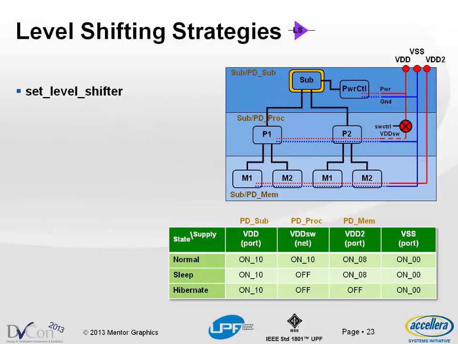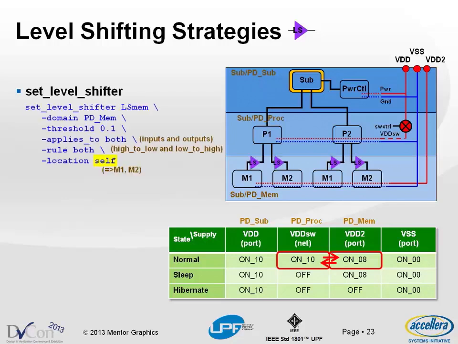We have level shifters as well. Here's a case where we've got an interaction between PD-proc and PD-mem when they're both on, and they're on at different voltages. So we have to shift the values going back and forth. And you do that with the set level shifter command.